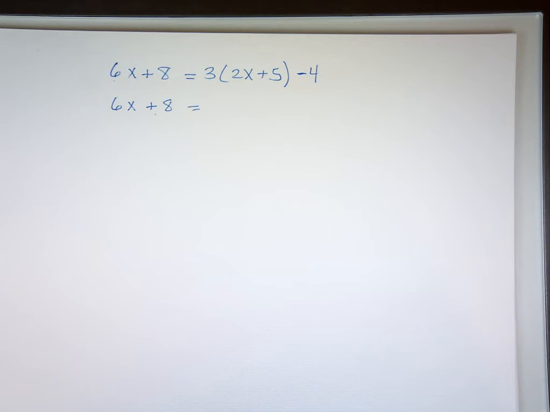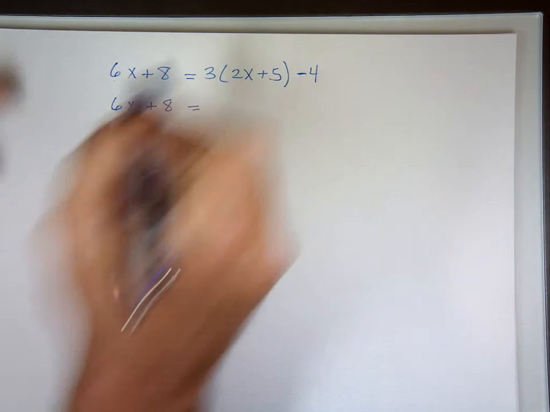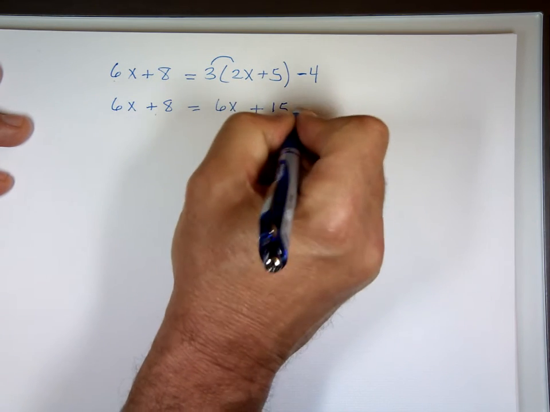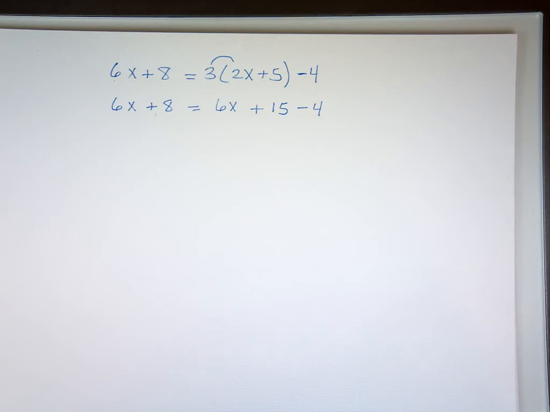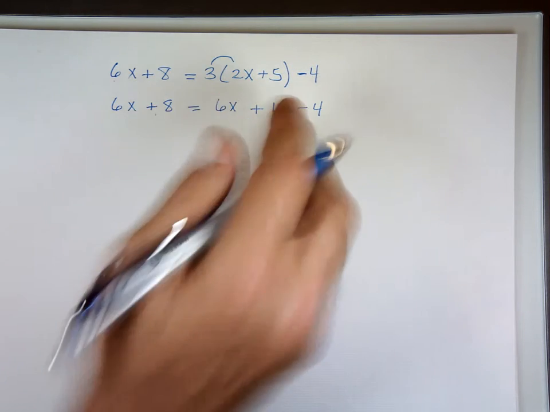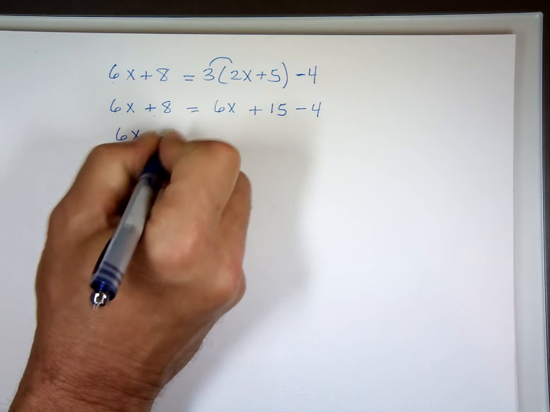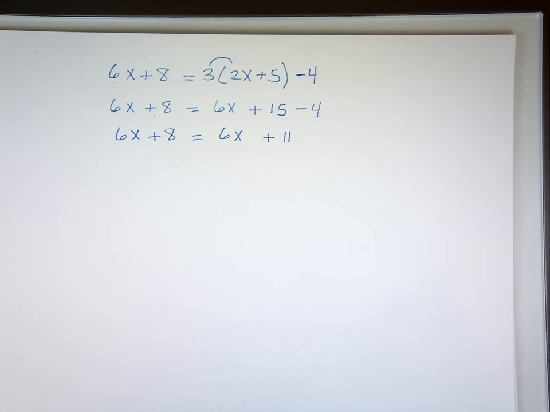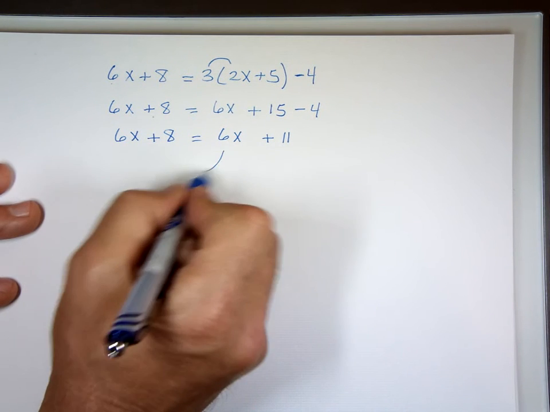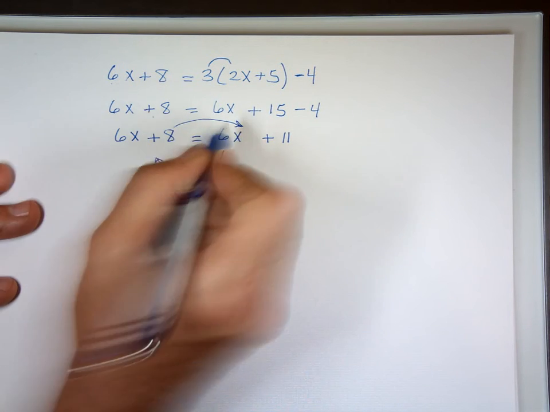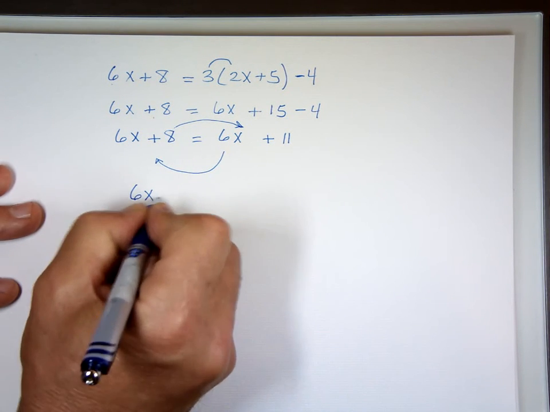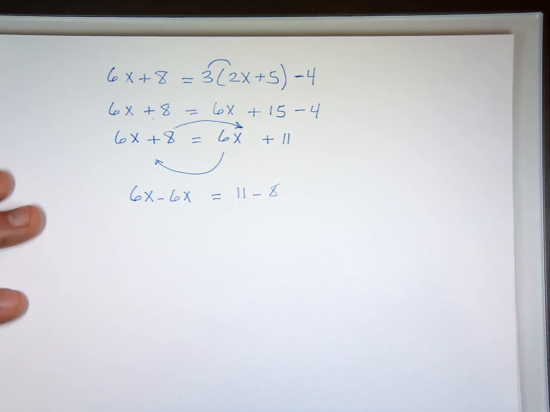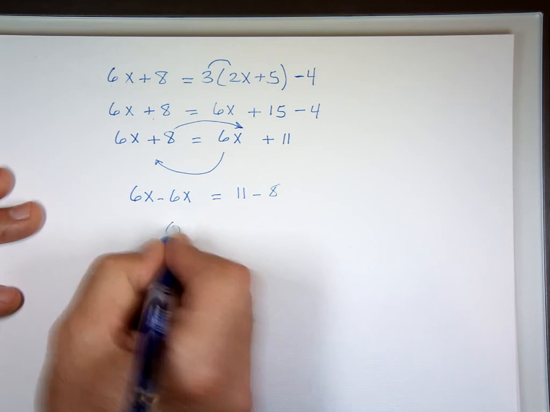So what's 3 times 2x? 6x plus the 15 minus the 4. What's 15 minus 4? Is that 11? All the x's on one side, all the numbers on the opposite side. 11 minus 8. 0 equals what? 3.